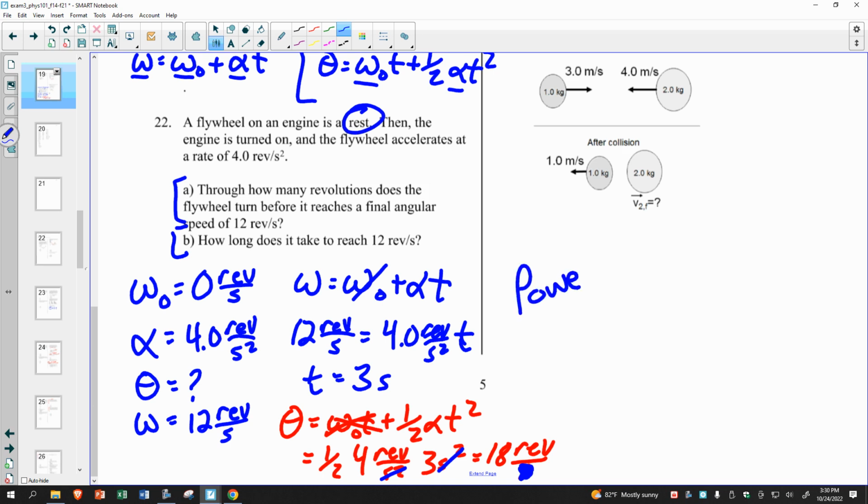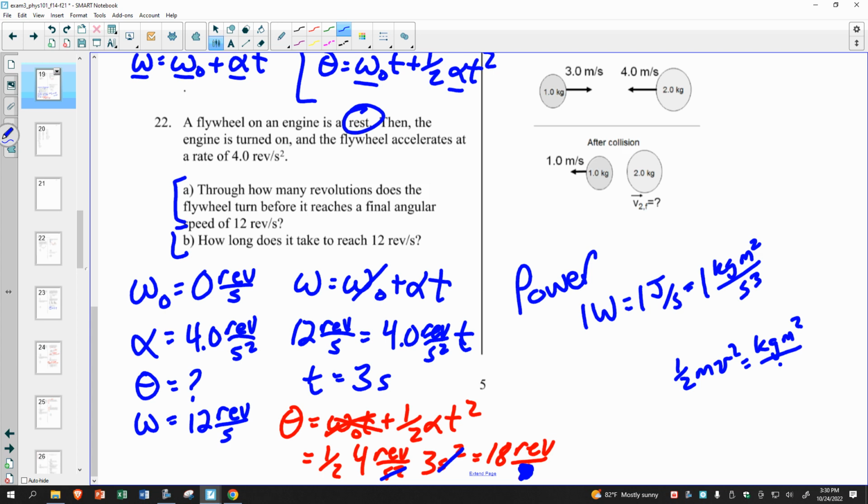Power, I'm not saying this is on the exam, but the units are a watt, and that's equivalent to 1 joule per second, and that's equivalent to, what are the basic SI units of that? Kilogram meter squared per seconds cubed. I think I did that right. So it would be 1/2 mv squared. That's energy, so that's kilogram meter squared per second squared. But then you have to add another second. So yes, per seconds cubed.